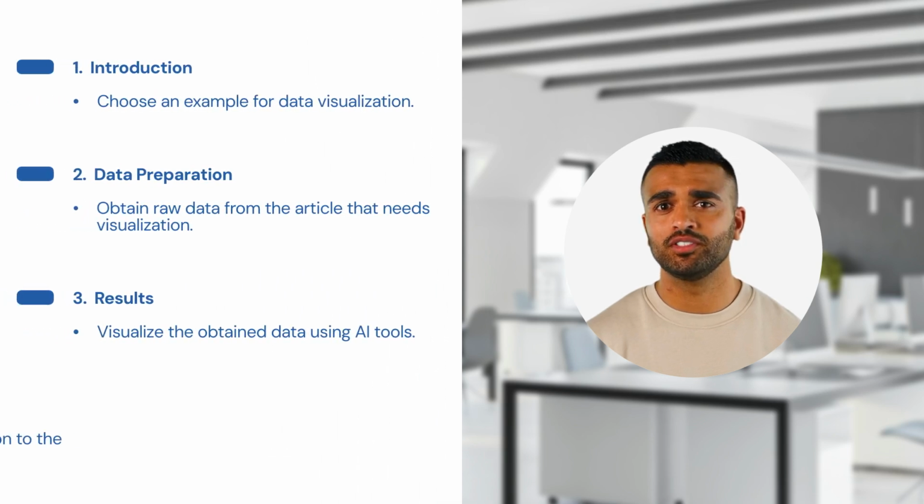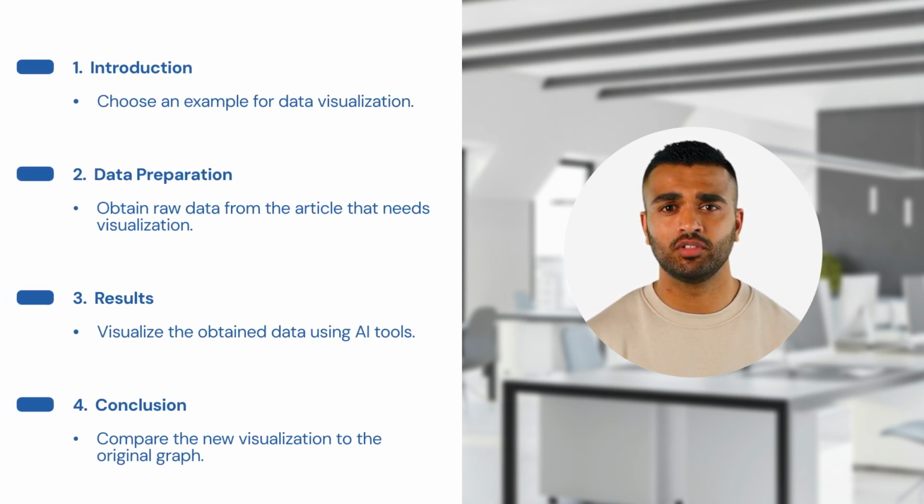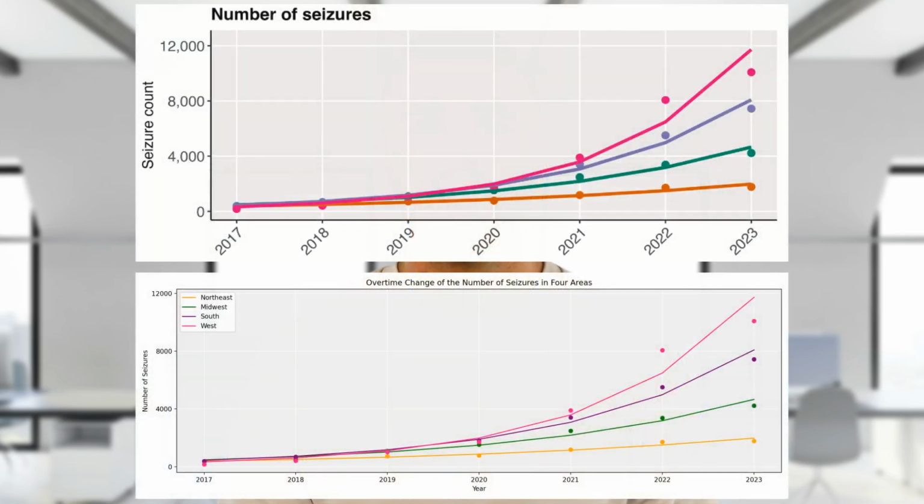4. Conclusion. Compare the new visualization to the original graph. The final product was a detailed line graph showing the trends in fentanyl seizures across the 4 regions from 2017 to 2023. Comparing this graph to the original graph in the article demonstrates how effectively Julius AI can transform a standard dataset into an informative visual representation.